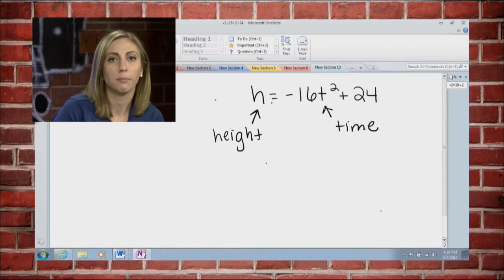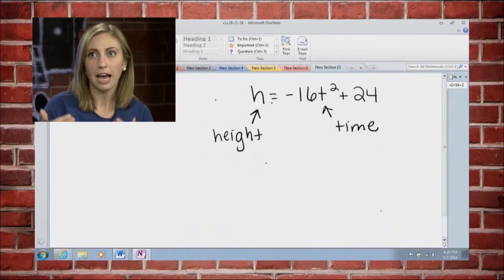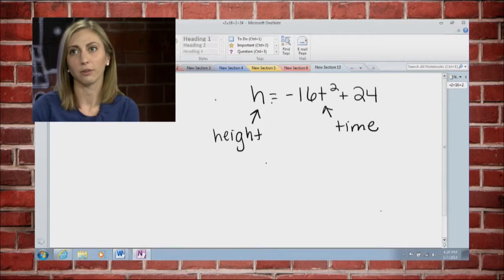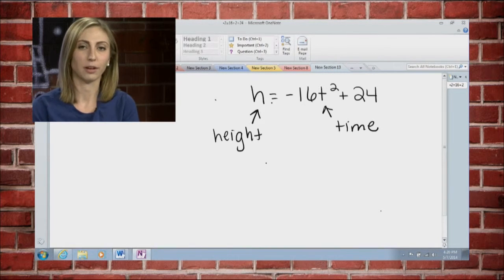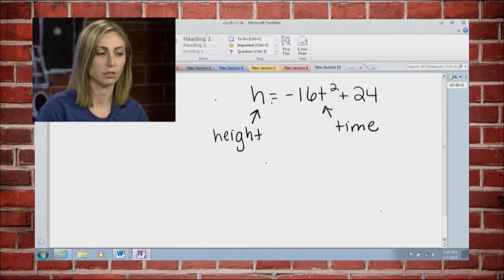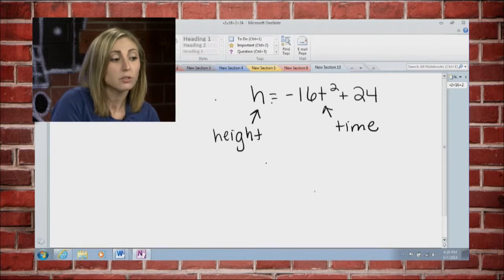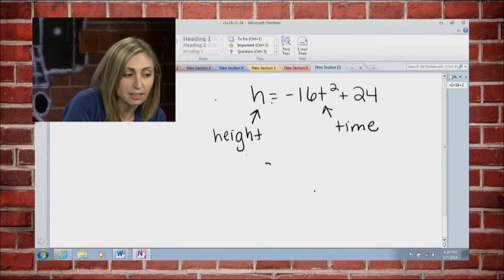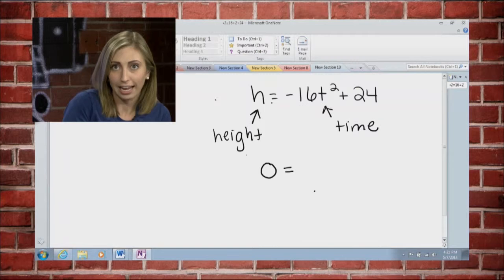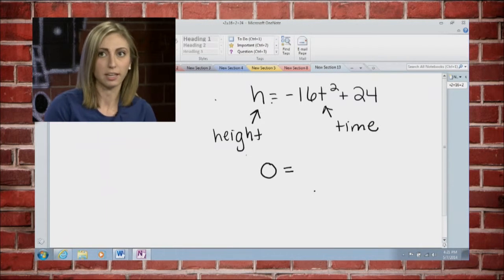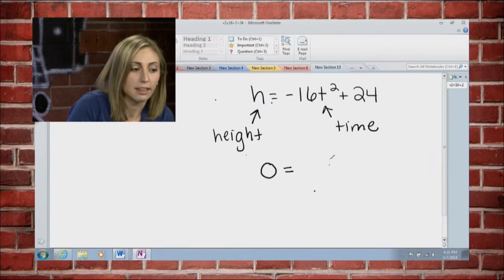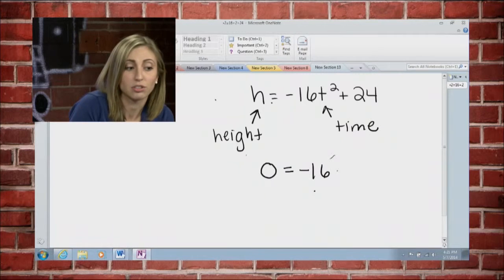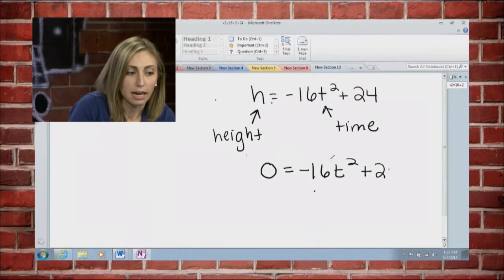ground. So an important piece of information here is where that key hits the ground, that height is going to be 0. And that's something that you need to understand in order to be able to answer this question. So what we can do is set this equation, change my h into 0, because when it hits the ground, the height is 0. And then what I need to do from there is solve for t.